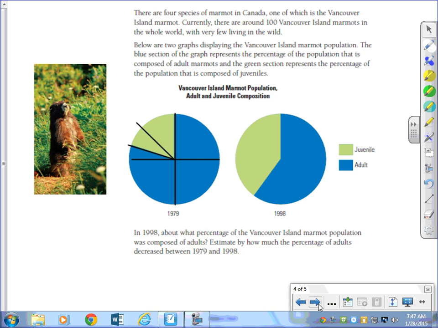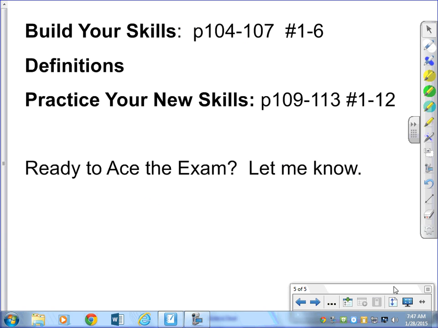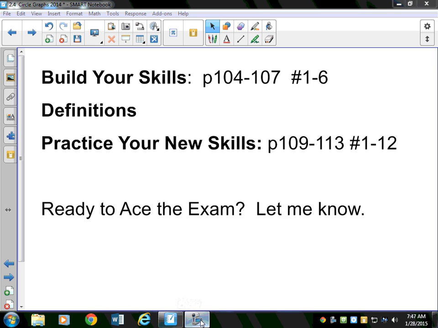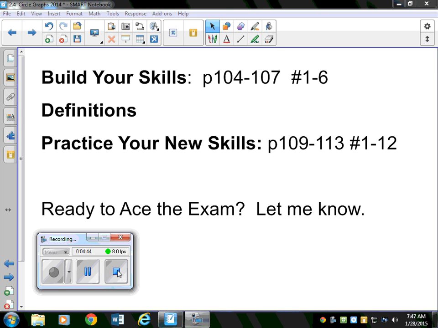So today, you're going to make circle graphs and interpret circle graphs, and you're done Chapter 2. Don't forget to write down your definitions. There's also the practice your skills, which is your review assignment. Once you get that mastered, you're ready to ace the test. Let me know when you want the test. Otherwise, that's it for today. Done. Chapter 2, on to Chapter 3 soon.